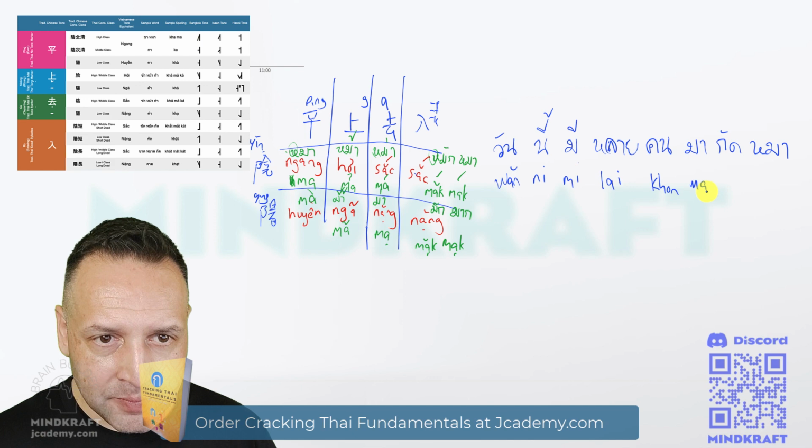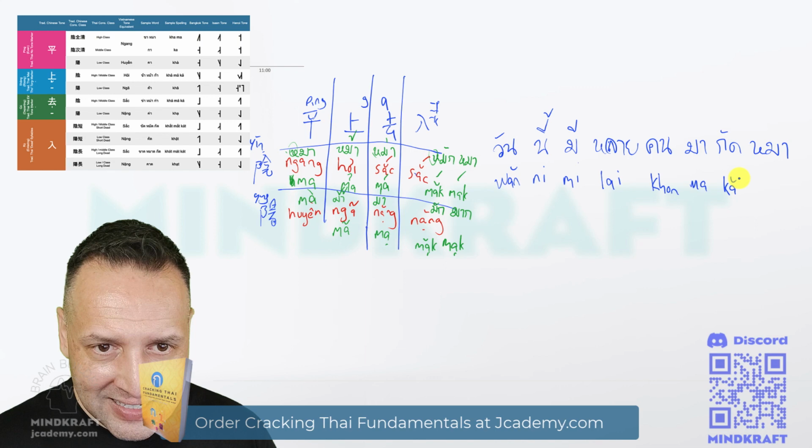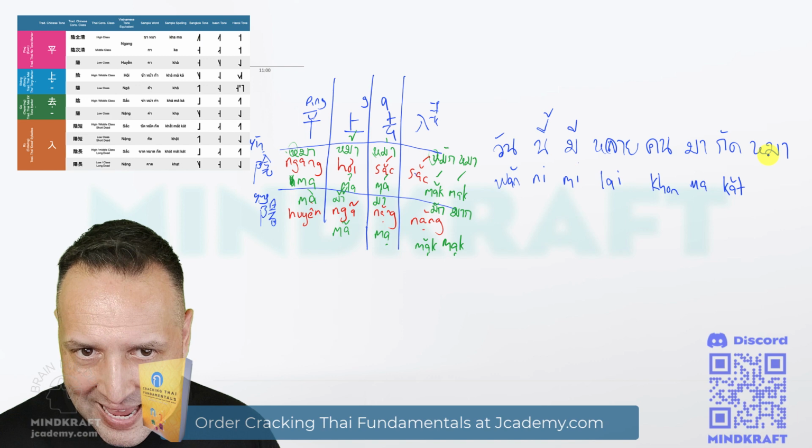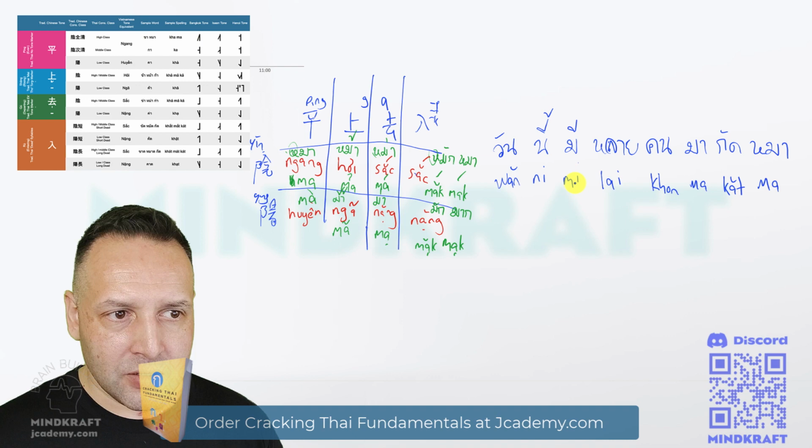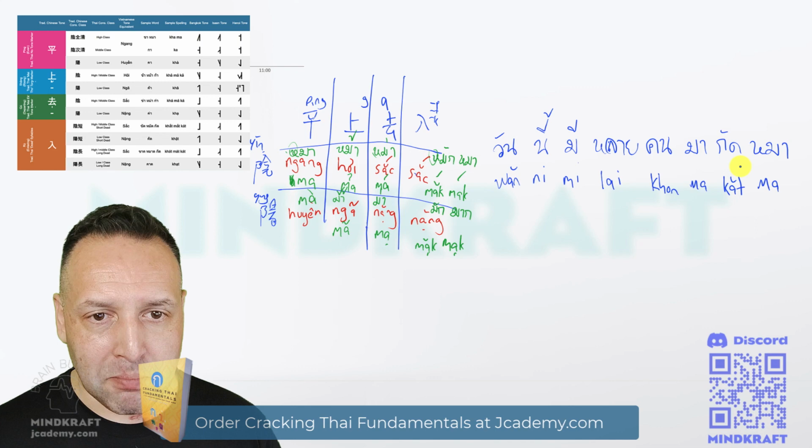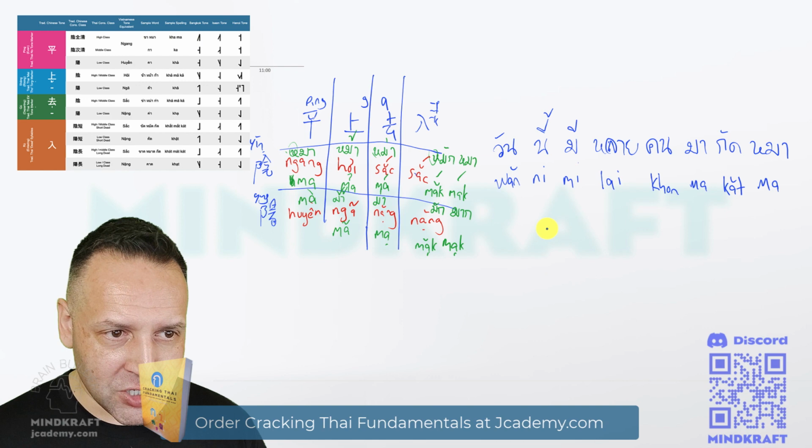This one would be unaspirated K, short, ah, and it's dead, ma, gut. And then this is aspirated M with this H, but we don't need it. So I'm just gonna write ma, which means dog, ma. So if I said this in Thai, it would be wan ni mi lai kon ma gat ma. There are many people that came and bit the dog today. Crazy sentence, but it lets me show you something.